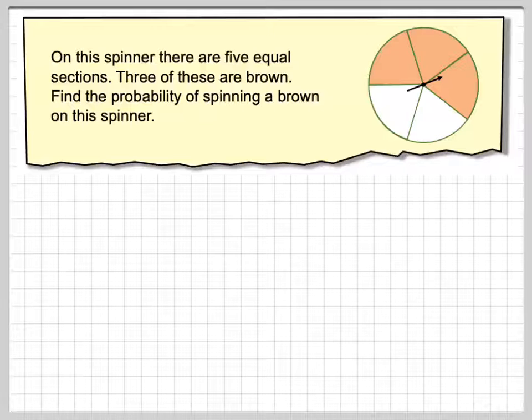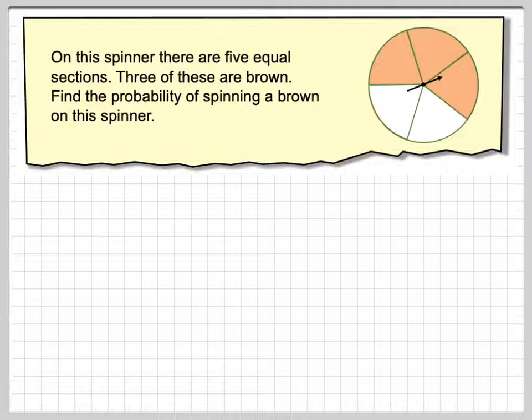So in this video we're going to look at finding probabilities using a spinner. On this spinner there are 5 sections, 1, 2, 3, 4, 5. 3 of these are brown. Find the probability of spinning a brown on this spinner.